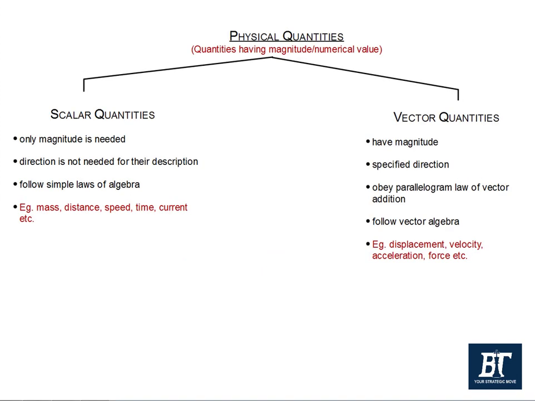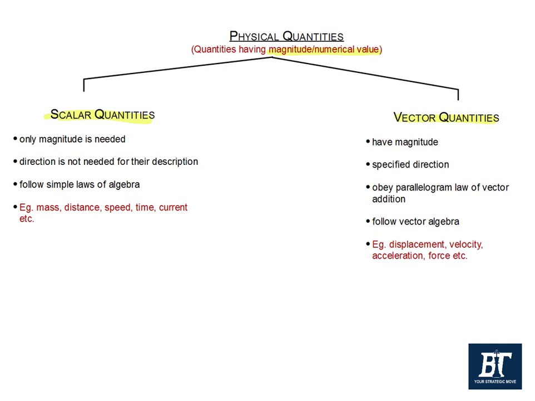So before we arrive at the definition of vector quantities, let us first understand what we mean by physical quantities. Quantities having magnitude or numerical value are called physical quantities. In physics, we are going to deal with physical quantities only, that is quantities to which we can assign a numerical value. Physical quantities are further divided into two categories: scalar quantities and vector quantities.